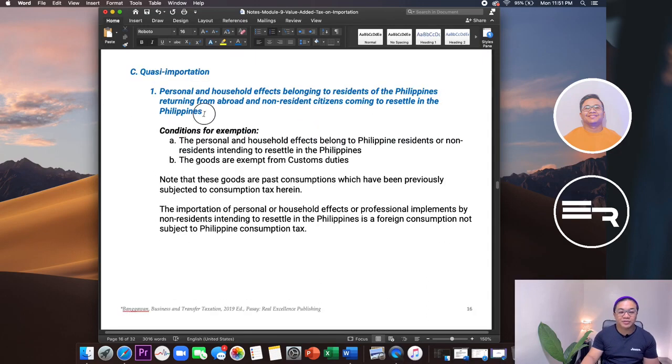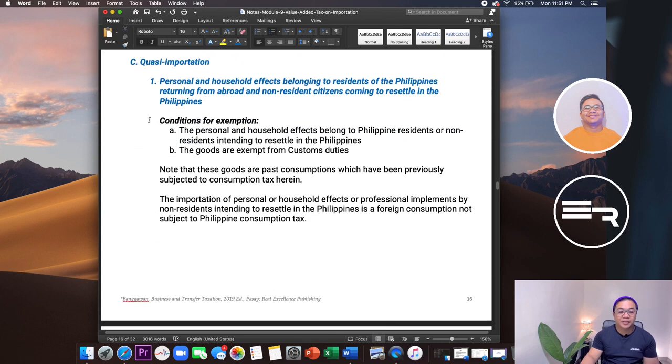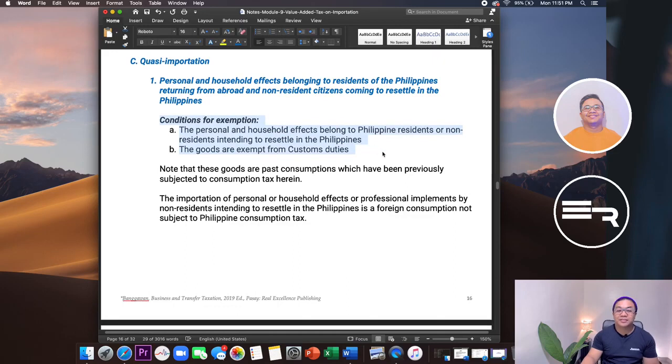Like, ito, number one, personal household. Same pa din. Yung nga lang, may condition tayo na kailangan i-consider. Personal household effects belongs to Philippine residents or non-residents intending to resettle in the Philippines. Kumbaga, nag-abroad siya, Pinoy siya, tapos nag-decide siya mag-resettle dito sa Philippines. So yung parang importation doon, from outside the Philippines, right? Tapos babalik siya dito sa Philippines. Parang nag-import din siya. Okay, the goods are exempt from custom duties. Ito yung purpose niya, to resettle in the Philippines.